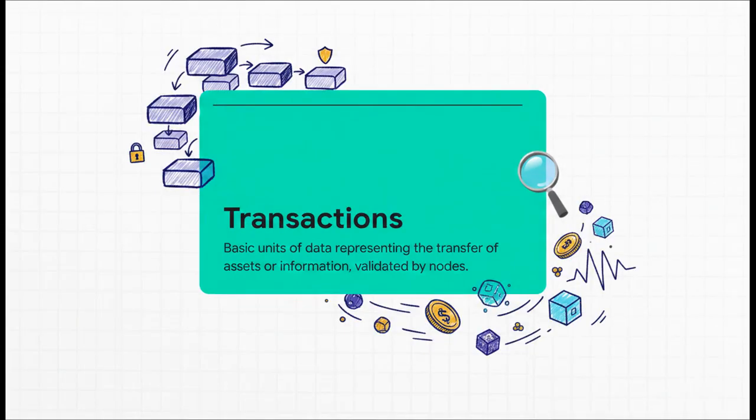Okay, next, transactions. If nodes are the pillars, transactions are the lifeblood pumping through the system's veins. And look, a transaction isn't always about money. It can be any transfer of value or information. It's the basic piece of data that the entire blockchain exists to record, securely and forever.